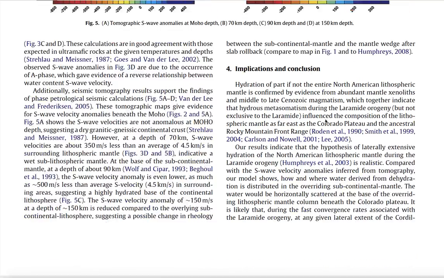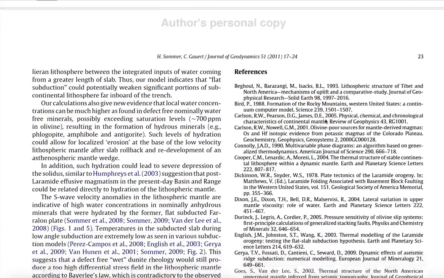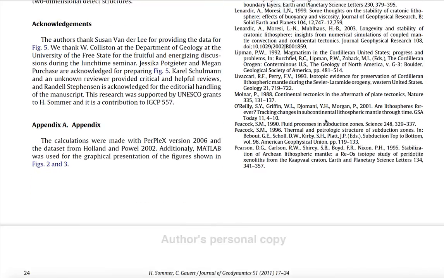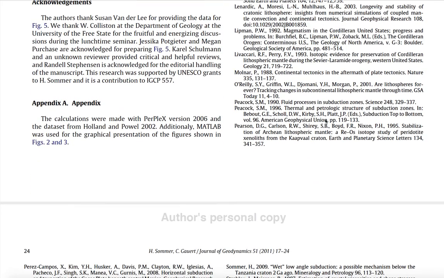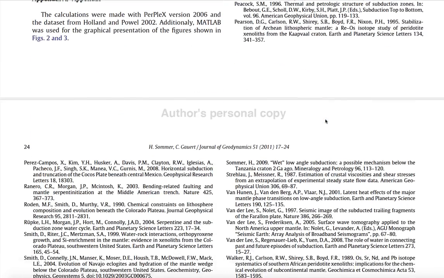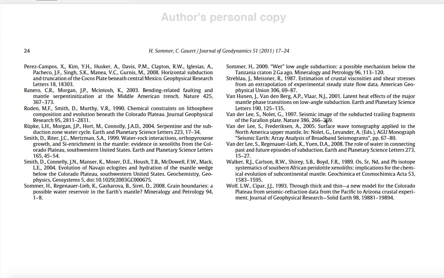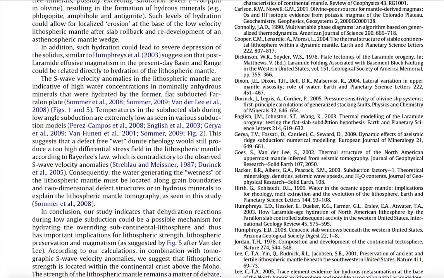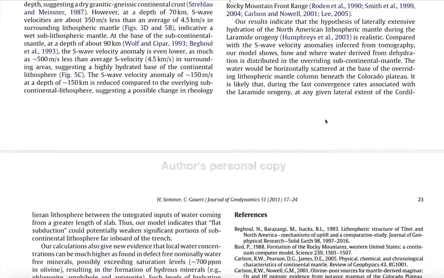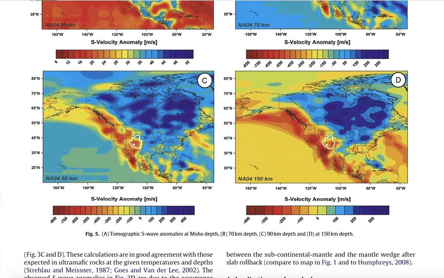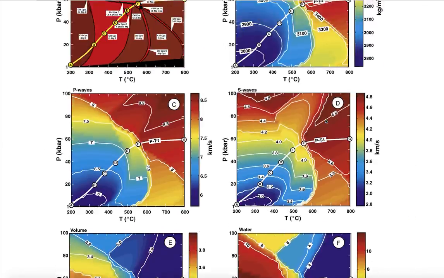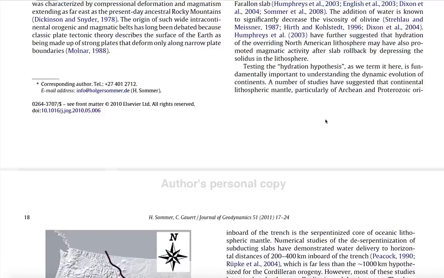The implication of this manuscript is that we have theoretically proven that it is possible to hydrate the continental lithosphere, or the subcontinental lithosphere, laterally in the western United States. So that is now the theoretical proof.